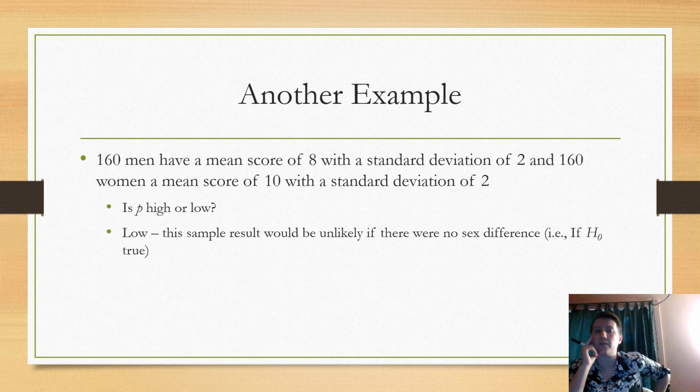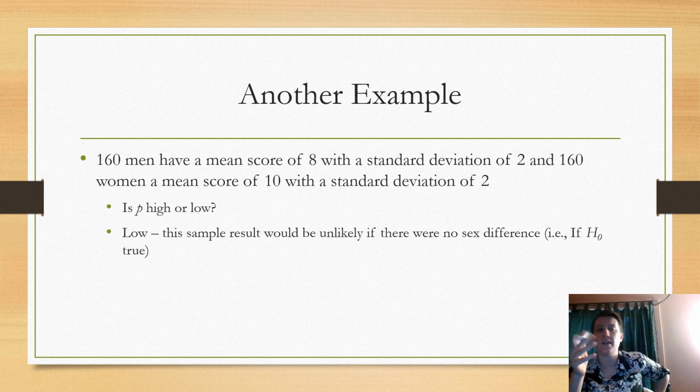So first off, we have 160 men and 160 women. So we know that our sample size is large enough. That is 320 people total. We know we have that set. Okay. Now let's conduct our Cohen's d. So we have 8 minus 10, our mean of men minus our mean of women. So -2 divided by the average of our standard deviations, 2. So -1.